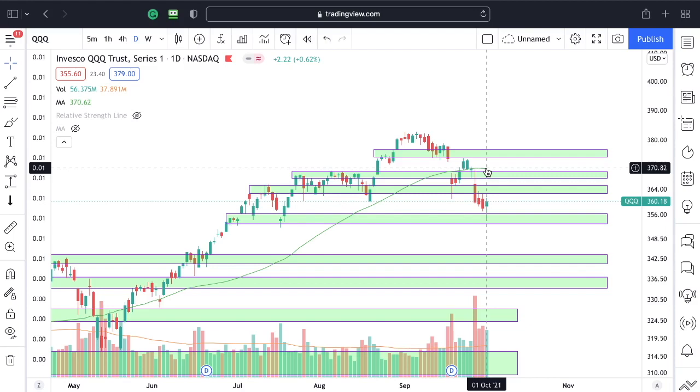So far we have taken a look at the three main indexes in the US stock market, the S&P 500, the Dow Jones and the Nasdaq. And we can see that for all three indexes, there have been violations after violations. So right now, the overall US stock market is definitely showing signs of weakness. And as a result, for my own personal portfolio, I'm reducing my exposure in the markets.